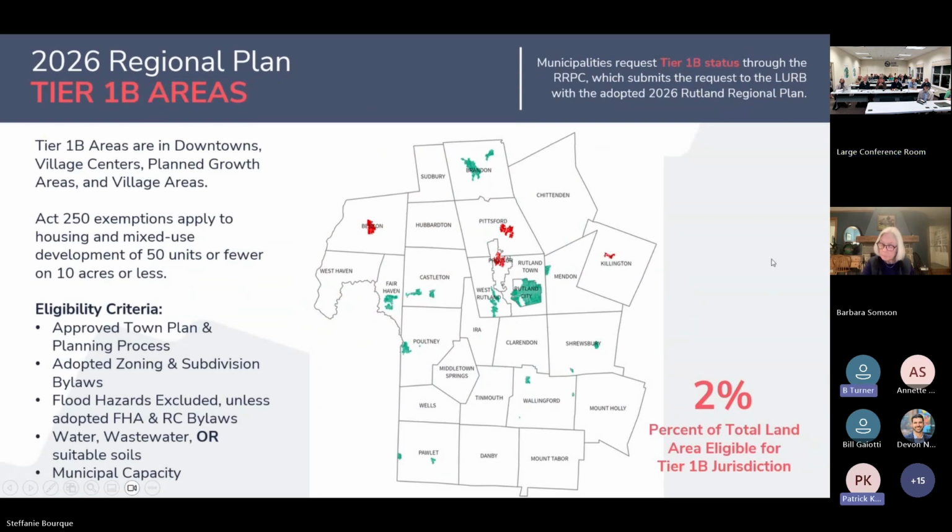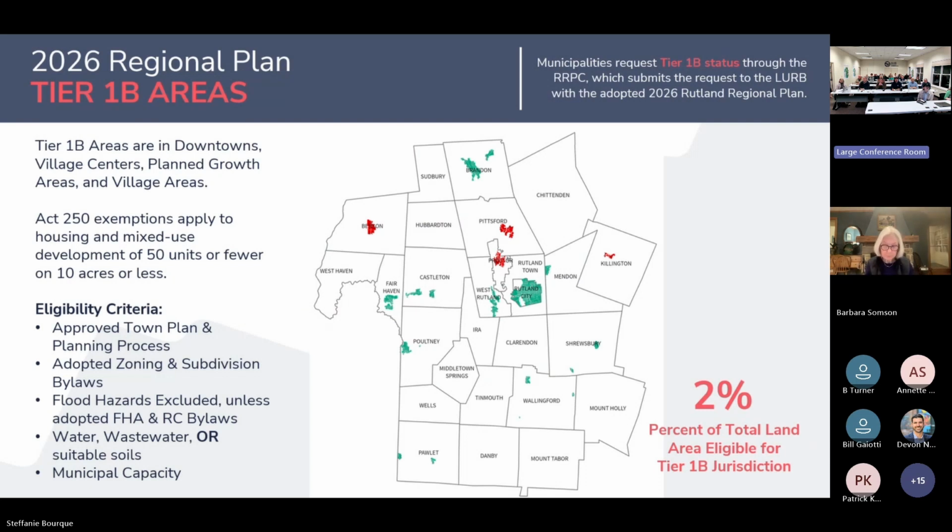Yeah, this one. It says Tier 1B areas in downtown villages and planned growth areas and villages. Then it says Act 250 exemptions apply to housing and mixed use developments of 50 units or fewer on 10 acres or less. So I just want to confirm, what are the restrictions or benefits of Tier 1B? Is it only those sorts of developments that Act 250 doesn't apply to, or are there other things? That's correct. What is laid out on that slide is the jurisdiction in Act 250.